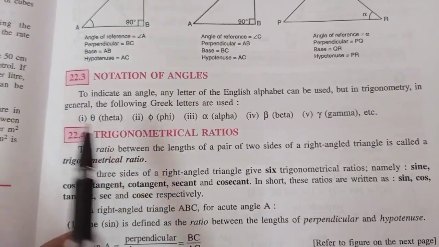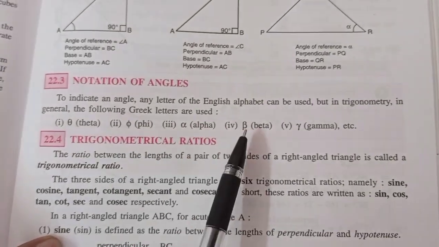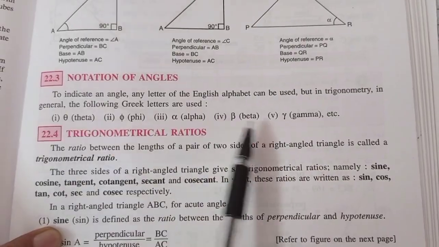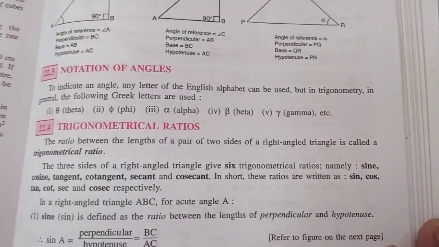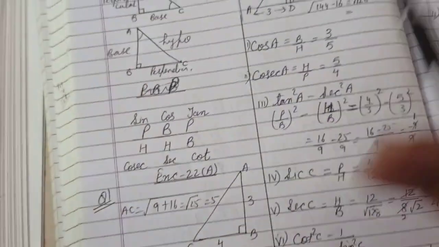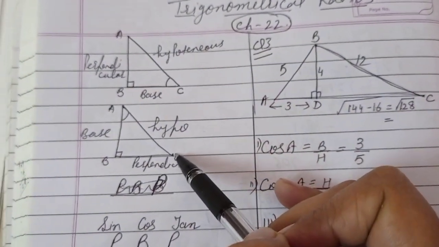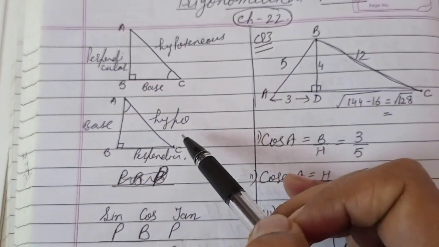Now, notion of the angle. This is theta, phi, alpha, beta and gamma. So angles, they may represent the angles with these symbols. Next, look here now. Chapter number 22. This thing I already explained, how to identify base, perpendicular and hypotenuse.